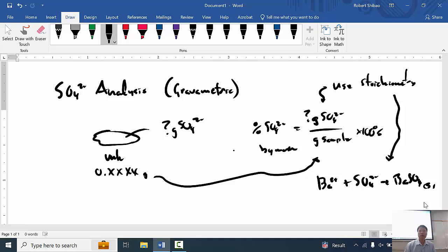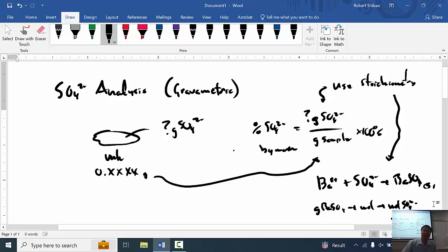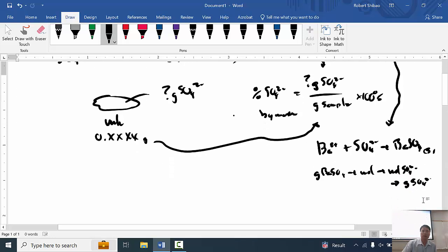and so we'll have a lot less sulfate. But once we figure it out stoichiometrically, this is just your grams of barium sulfate to moles of barium sulfate to moles of sulfate to grams of sulfate. Just your standard stoichiometry calculation: grams of A to moles of A, moles of A to moles of B, moles of B to grams of B.